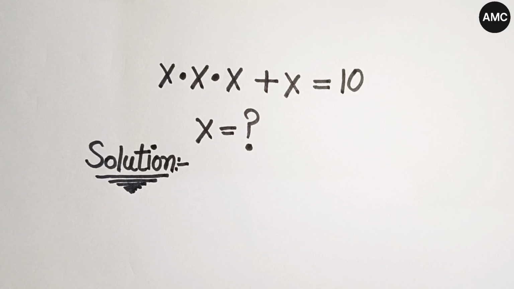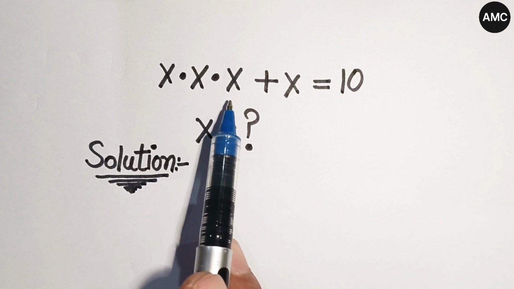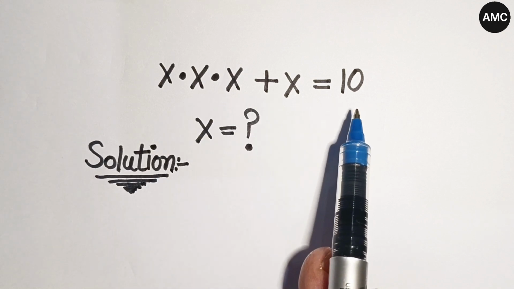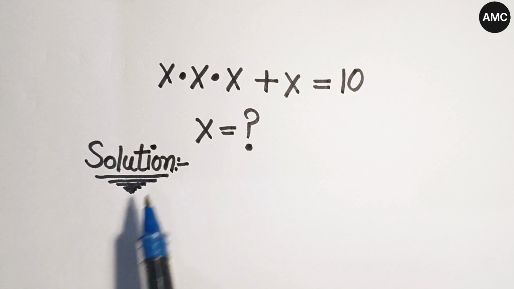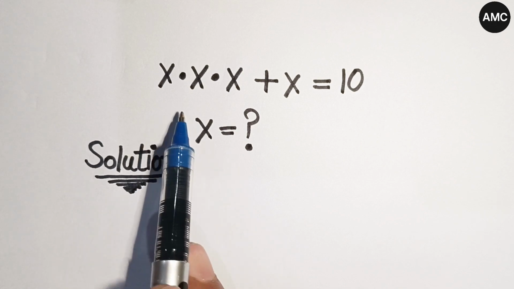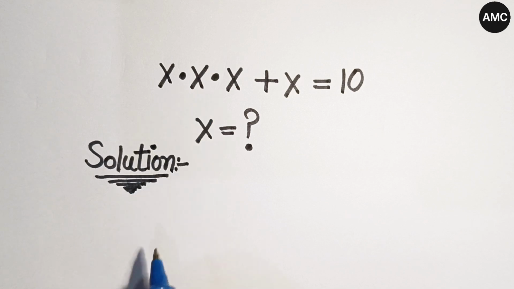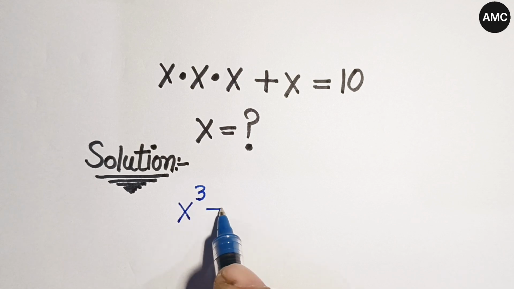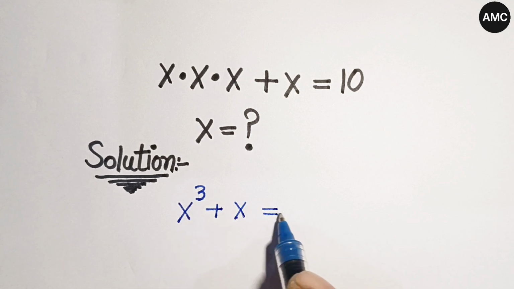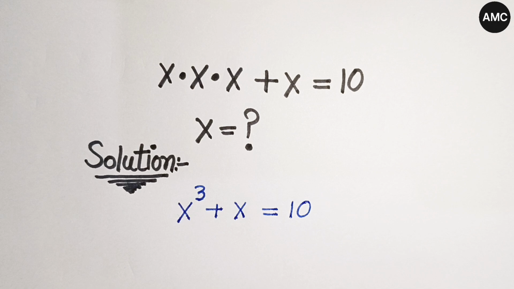Today our question is x times x plus x is equal to 10. Our job is to find the value of x here. So starting our first step, that x times x, we know that it is equal to x cubed plus x is equal to 10. Now here x cube plus x is equal to 10.